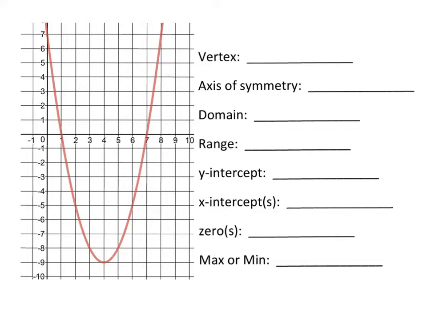Remember, our vertex is like the elbow of the graph. It's wherever the graph bends. Well, our graph bends down here. And this point is the ordered pair 4, negative 9. So my vertex is the ordered pair 4, negative 9. Well, that same point gives me a couple other things.